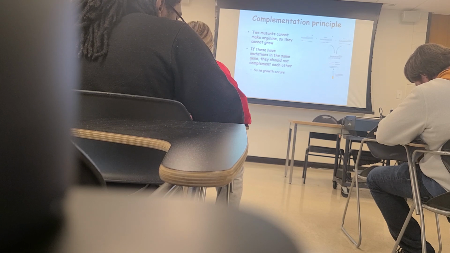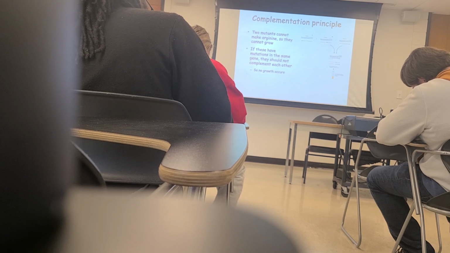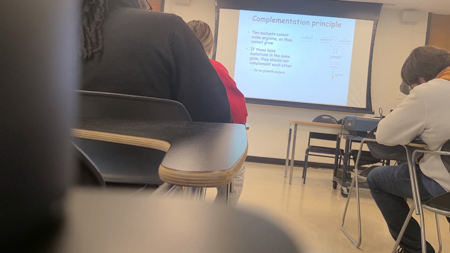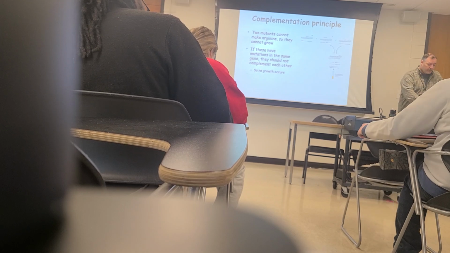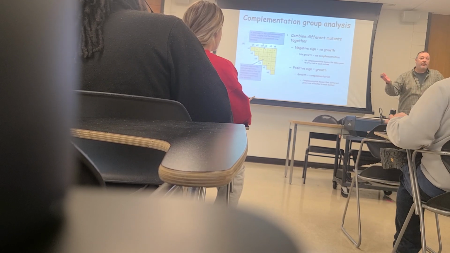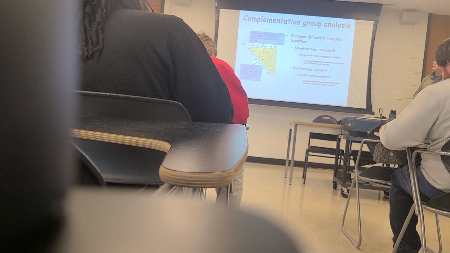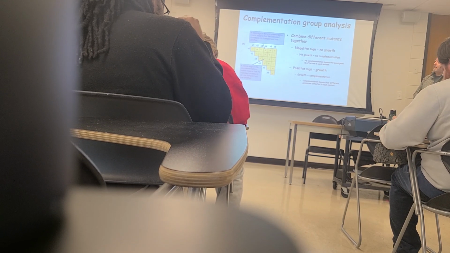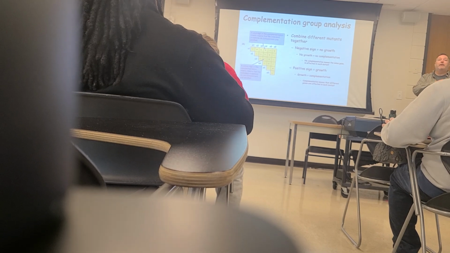So we're trying to build what we call complementation groups. Things that have the same gene affected will be in a group together. Things that have different genes affected will be in different groups. And we see this data represented in a table that looks like this. And we're trying to analyze these positives and minuses and what these mean.